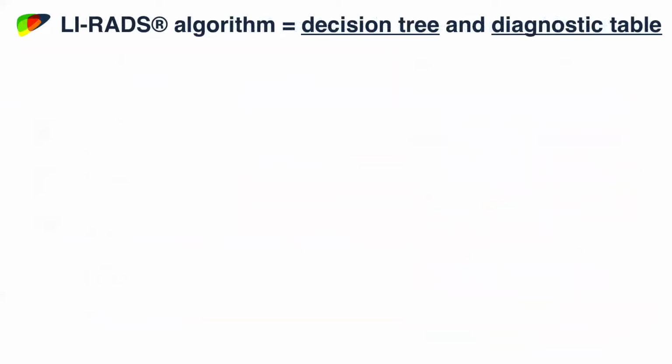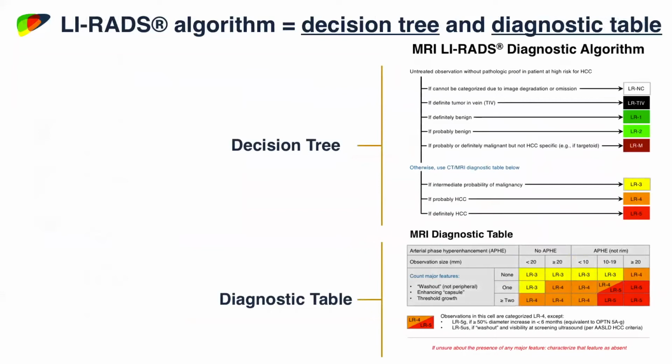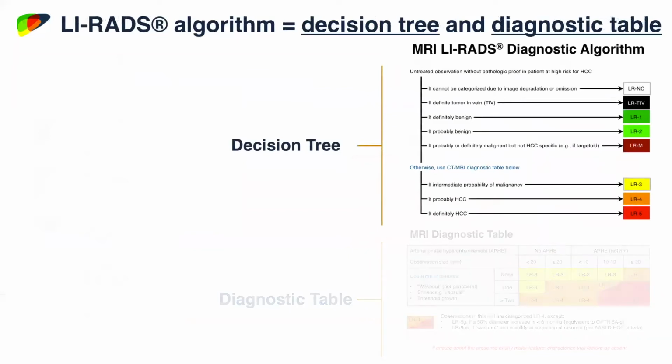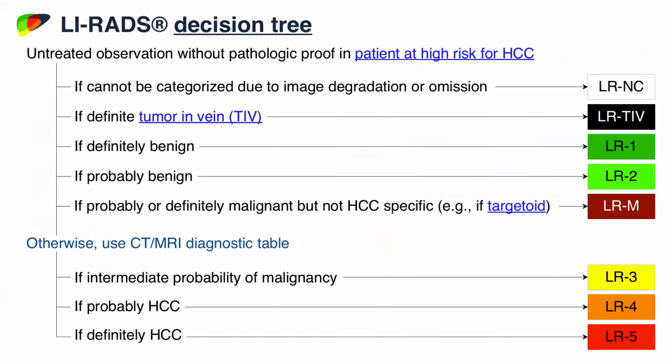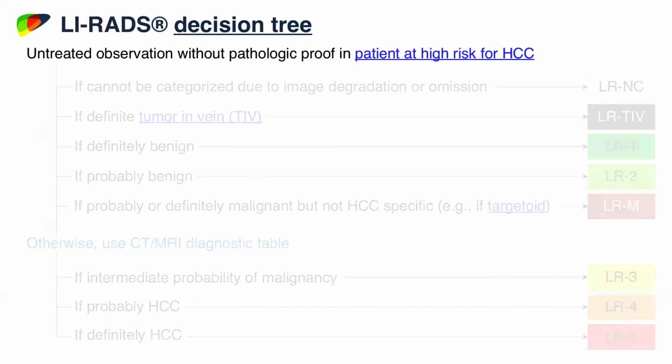The LI-RADS algorithm has a decision tree and a diagnostic table. So the decision tree is shown here, the diagnostic table is shown below. So here's the decision tree. Let's focus in on this decision tree. Once you get used to using LI-RADS, this decision tree is very easy to use. It takes literally sometimes even a tenth of a second to go through this decision tree. It's very, very fast. So the first thing we do is we ask ourselves, is there an untreated observation?